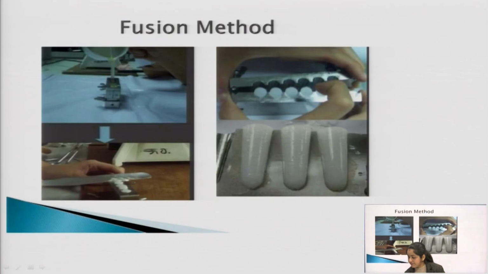Moving on to the next slide. This is a diagrammatic representation of how the fusion method takes place. Initially, we are incorporating this melted mass into a mold. This is the mold.